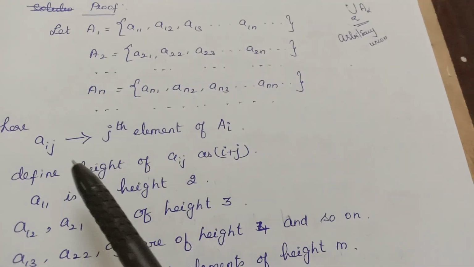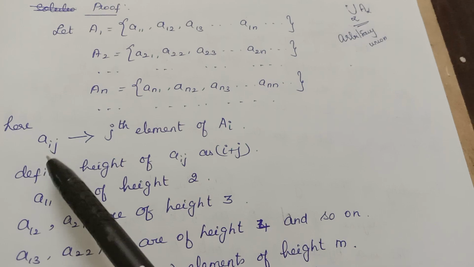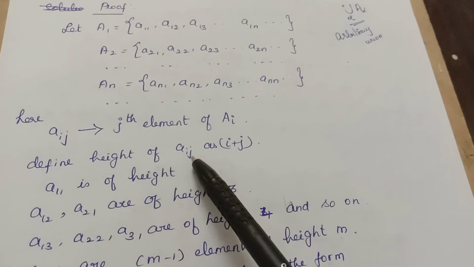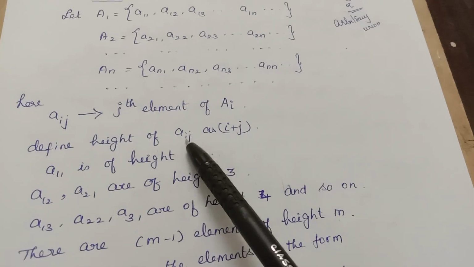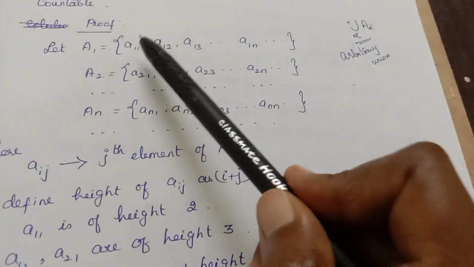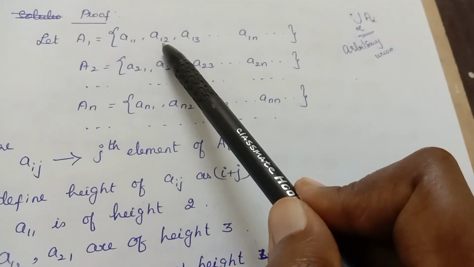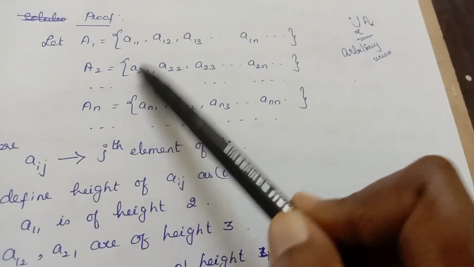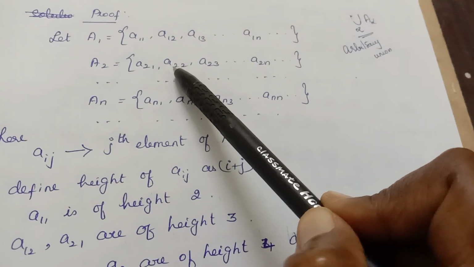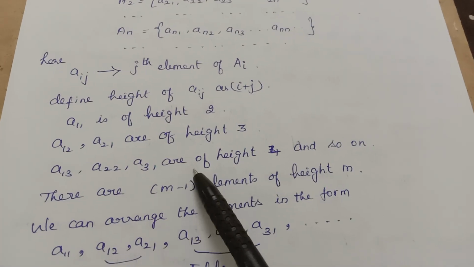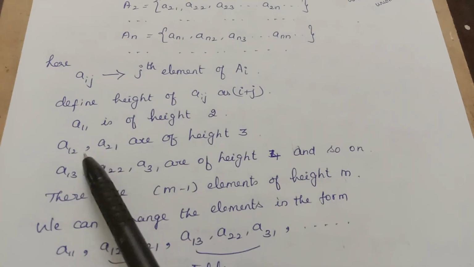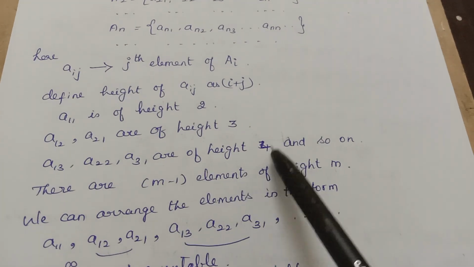So for that, what I am going to do is define the height of the element. If a_ij is an arbitrary element, define the height of the element as i plus j. The suffix is there, no? The indices. You add the numbers i plus j. This is defined as height. So this element is of height 2. And this is of height 3, and this is also of height 3. Two elements of height 3, and this is of height 4, and this is also of height 4, and one more element a_31 is also height 4, and so on. So you see there is one element of height 2, two elements of height 3, three elements of height 4, and so on.